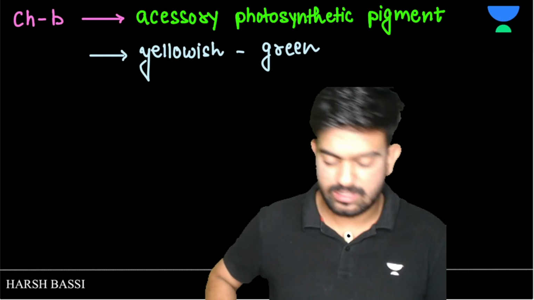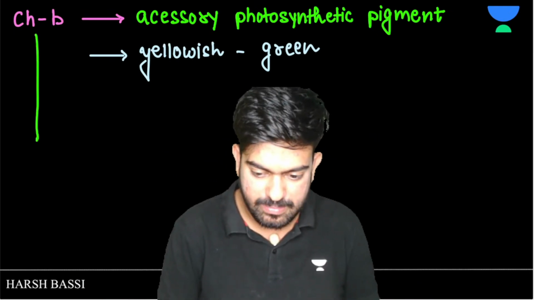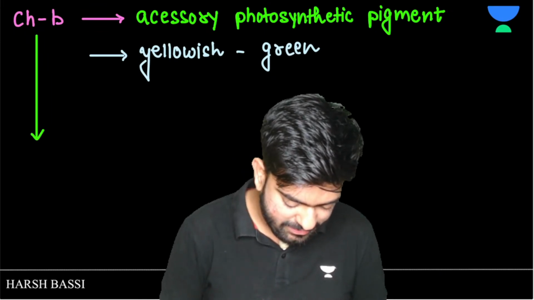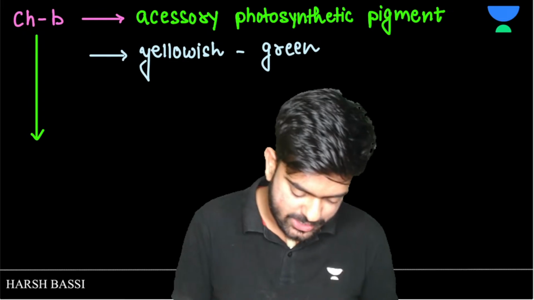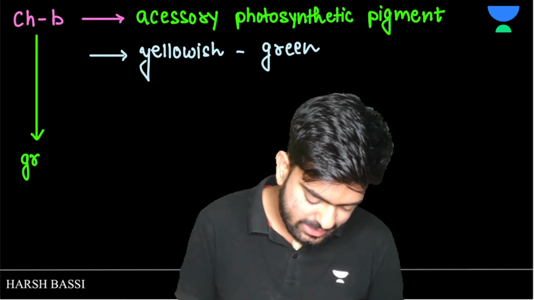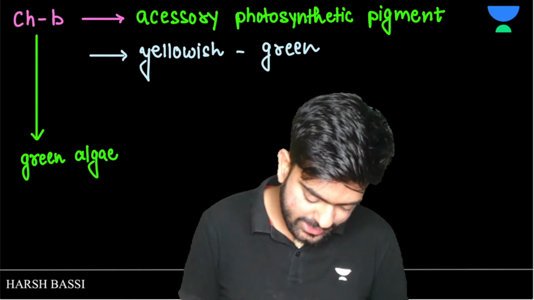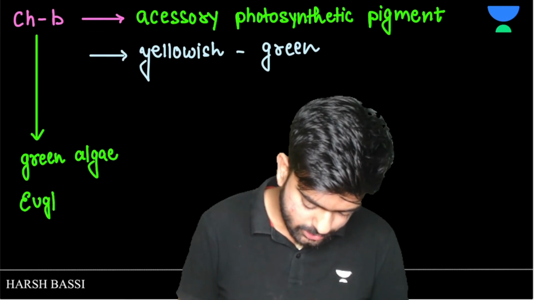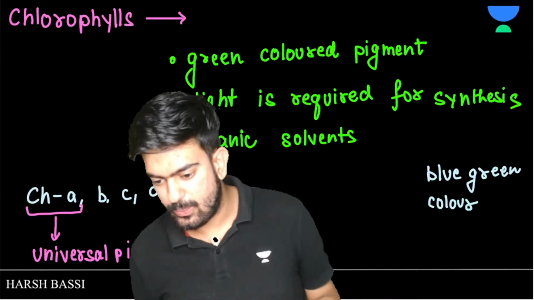Okay, everyone? That's great. Now, where can we find chlorophyll B? Chlorophyll B can be found in green algae. You can find it in euglenoids, etc. So it is present in green algae and in euglenoids, right? And chlorophyll A is present everywhere.